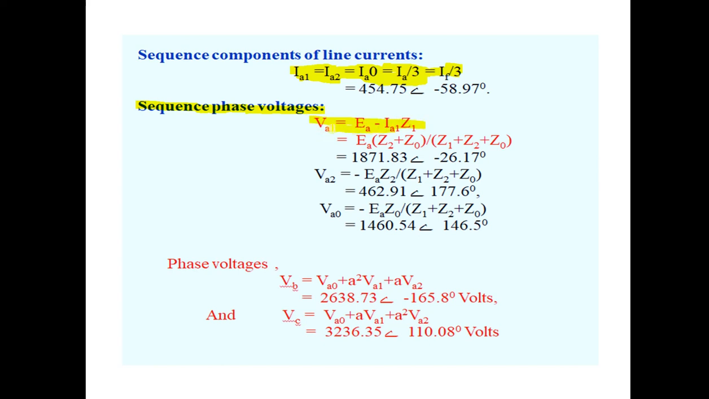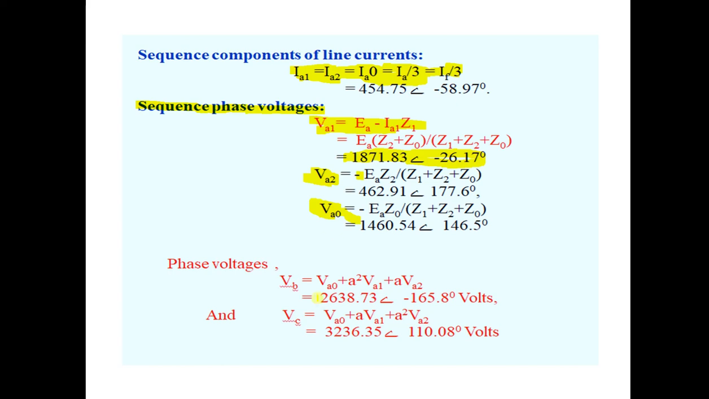And next we have to find the sequence phase voltage. So sequence phase voltage means VA1, which is equal to the drop, okay. So EA minus I times Z1, that is EA times Z2 plus Z0 whole divided by Z1 plus Z2 plus Z0. So after applying all the given values, we obtain 1871.83 angle minus 26.17. Similarly, we have to find for negative sequence and zero sequence, okay, same formulas to be applied. Only thing is a minus sign will be there in the numerator.